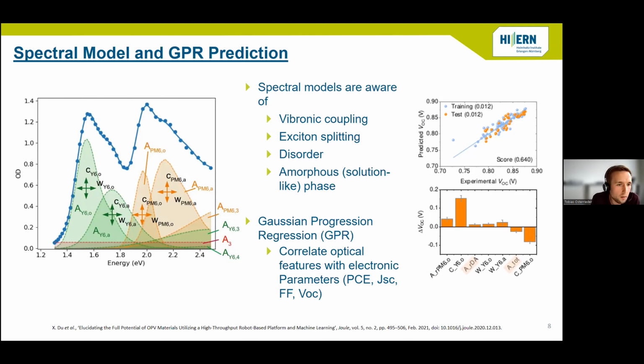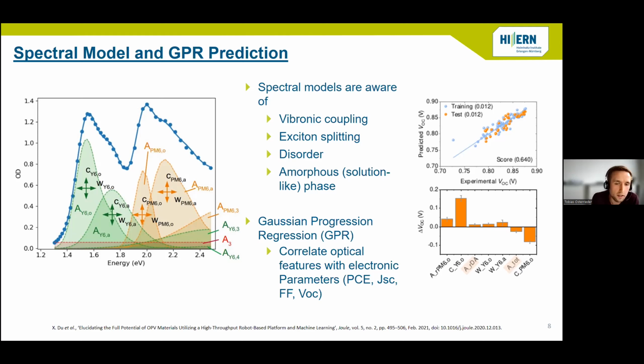With this spectral model, we are fitting the absorption spectra, and then we get some features from it. For example, you can see here in the picture an absorption spectrum of PM6:Y6. And you can see here, for example, the ordered phase of the Y6 and the amorphous phase of the Y6. So if we deconvolute it, we get a lot of features. Then we can use these features and try to correlate them with the electronic parameters, in our case the efficiency. And we do this with a Gaussian process regression.